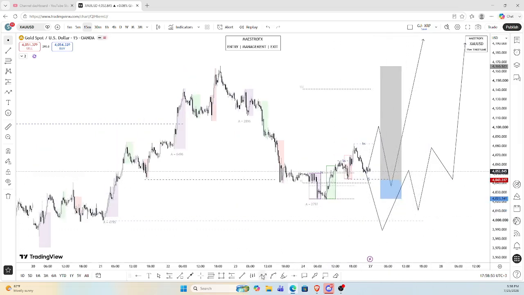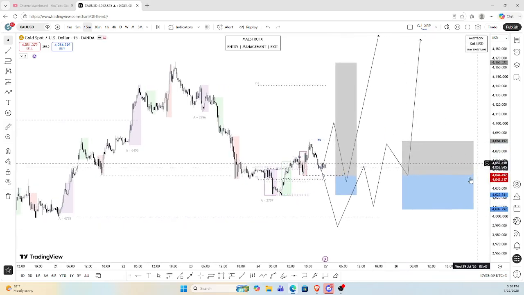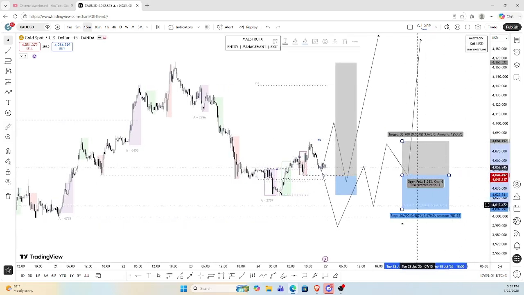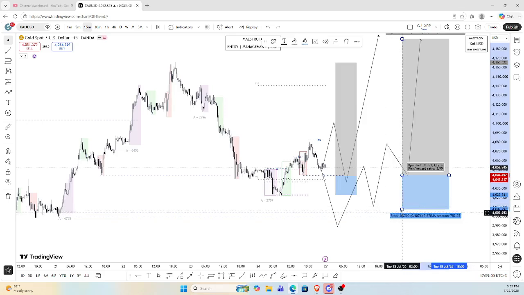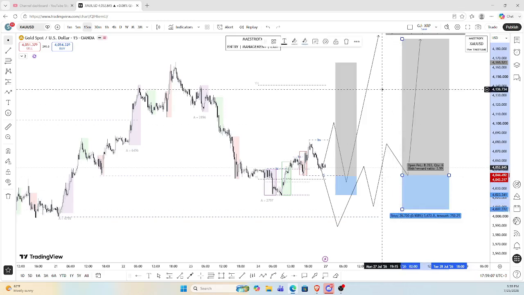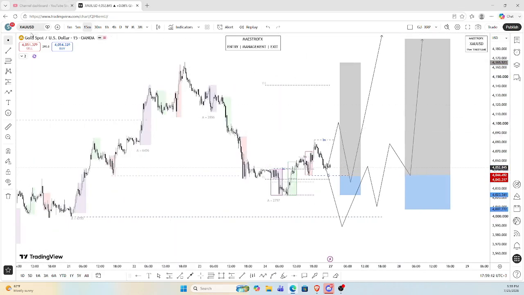And if this did not happen, I'll be looking for these setups, continuation setups only. So that's my analysis on gold.